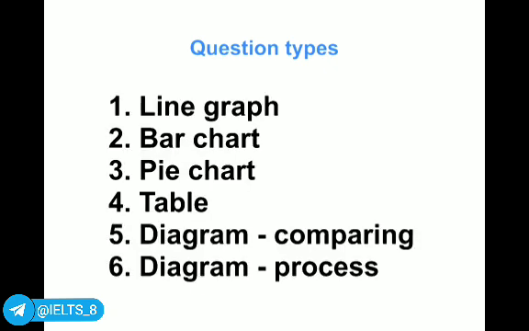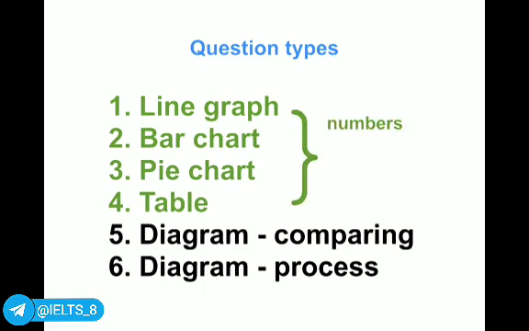I said we were going to look at the 6 question types for Writing Task 1. So here they are: line graph, bar chart, pie chart, table, a diagram that's comparing things, or a diagram that's showing a process. I consider a map to be a type of diagram, so maps are included in either number 5 or number 6. Now, I always ask my students, what do numbers 1 to 4, line graph, bar chart, pie chart and table, have in common? I've highlighted those 4 in green because they're very similar. The answer is that they have one thing in common, which is that they all show numbers.